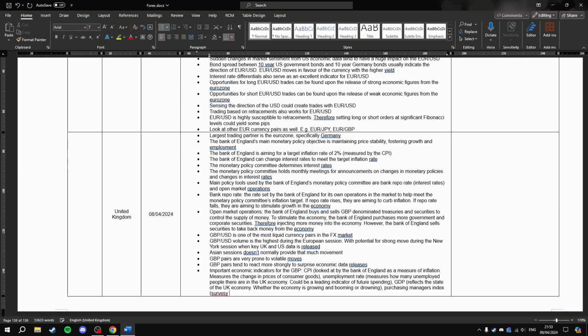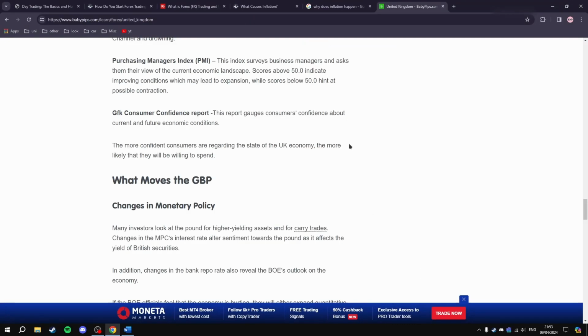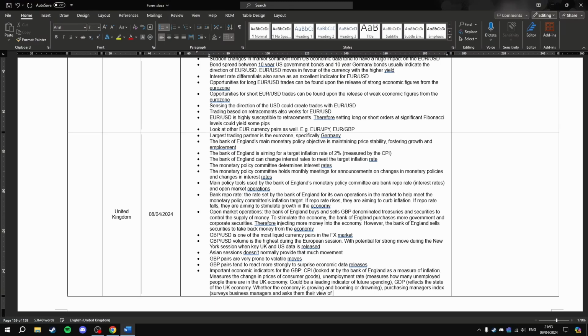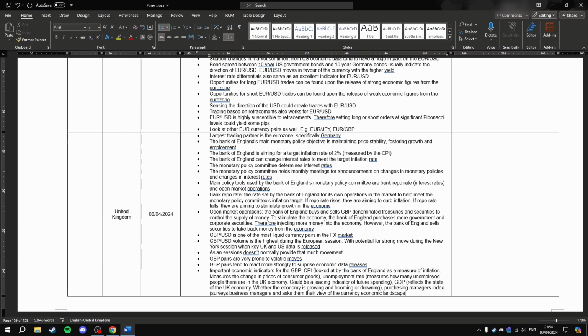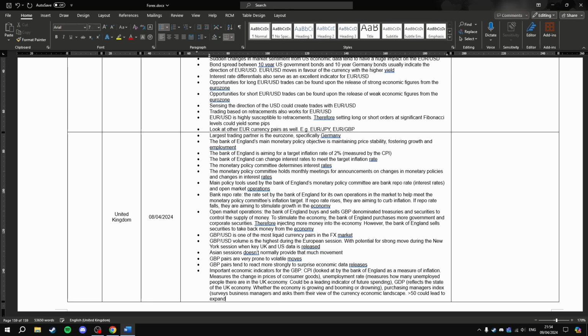So, it surveys business managers and asks them their view of the current economic landscape. Bigger than 50 could lead to expansion, less than 50 could lead to contraction.